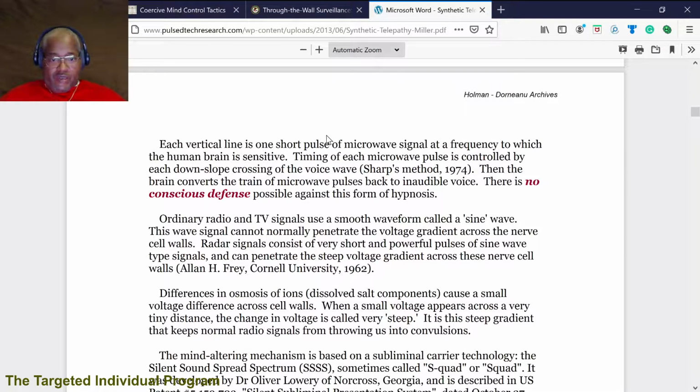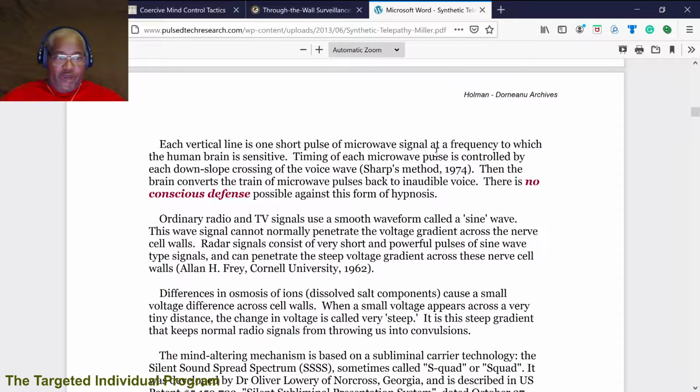Synthetic telepathy, which is silent sound spectrum. This is a PDF you can find online at Pulse Tech Research. This is by Richard Miller, and in it, he exposes technologies that the government has developed. Some of the things are from 1974, where it talks about each vertical line being one short pulse of microwave signal at a frequency to which the human brain is sensitive.